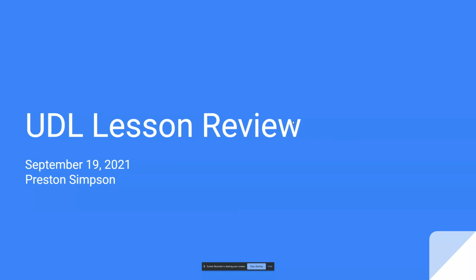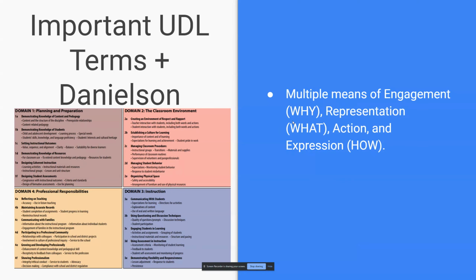This is my UDL lesson review of the lesson shown to us in Table 8.1 and how it aligns with the UDL principles and guidelines. To start out, we have our important UDL terms: engagement, representation, action, and expression. So why the students are learning, what they're learning, and how they're learning. I'm going to be going step by step.